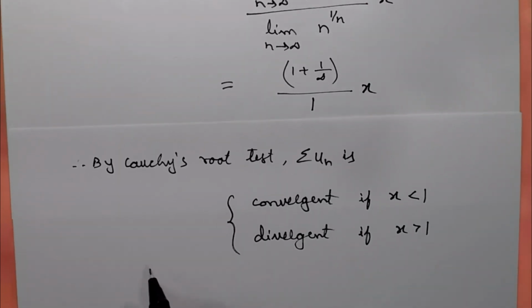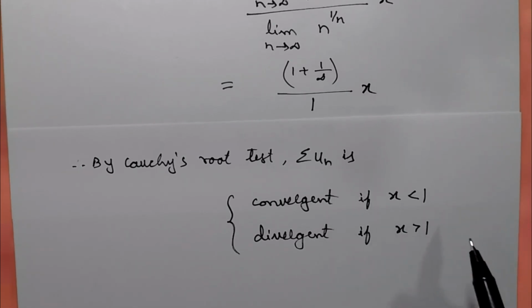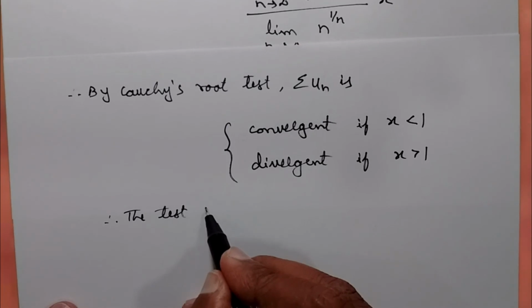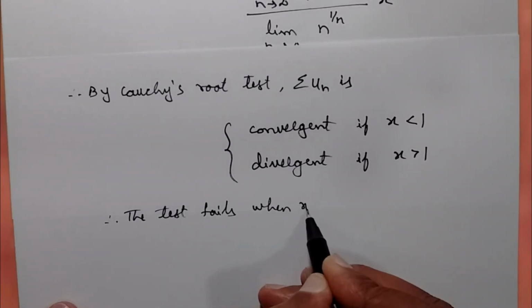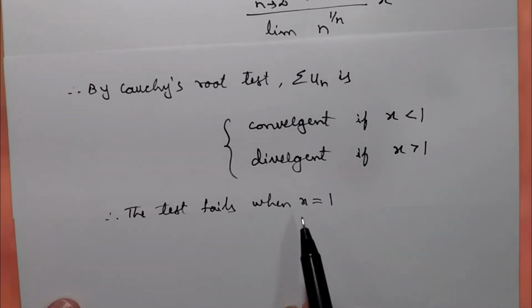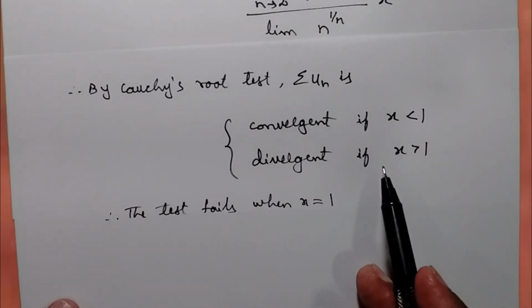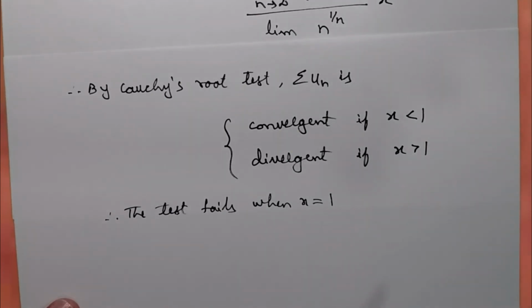And there is one more case. Suppose if the value of x equals to 1, in that case what happens? You have seen, if L is 1, then the test will fail. Therefore the test fails when the value of x is equals to 1. So when x is equals to 1, the test will fail. So all the possibilities are there in this example, depending upon the value of x.